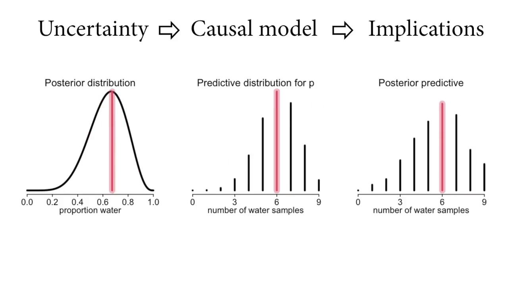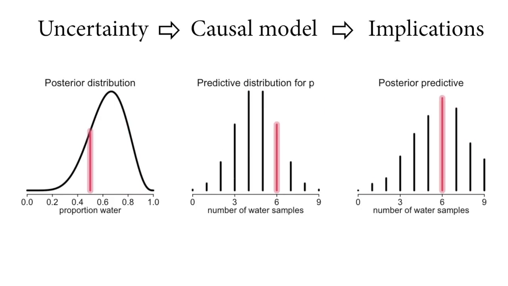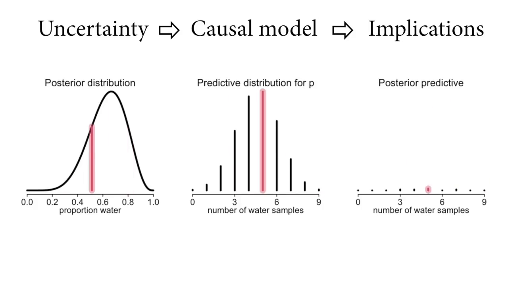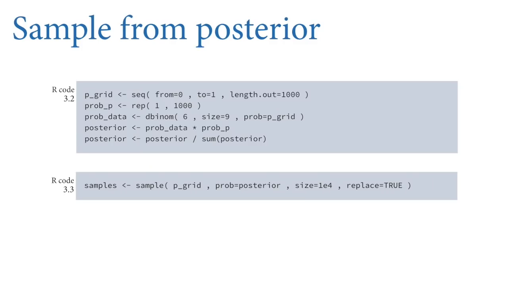And you'll notice that the posterior predictive is a lot flatter and more spread out than the distributions in the middle of this animation. The middle are the predictive distributions for single values of p, and those are narrower and more confident. Okay, to draw the owl and do this for yourself, there's a big section in chapter 3 of the book that walks you through this as well.